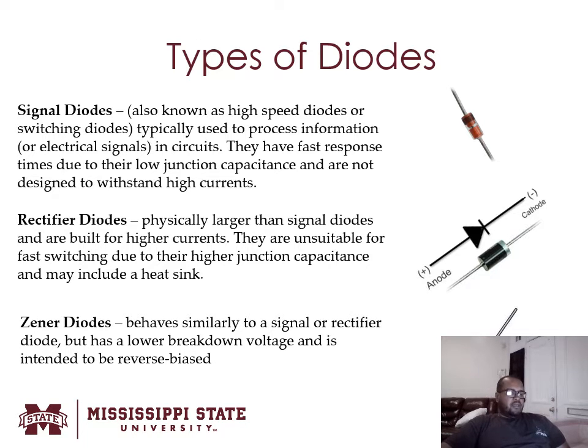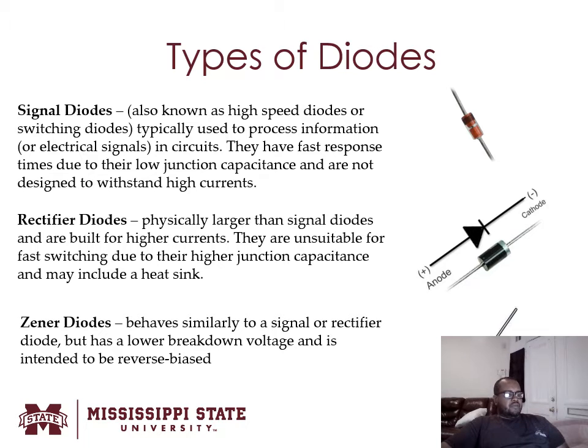The second picture that you have is a rectifier diode. They're physically larger than signal diodes, and they're built for high currents. Because they're built for high currents, they're not suitable for fast switching, and some of them may also include a heat sink. Also, I wanted to point out that on most diodes, this line here is representative of the cathode side.